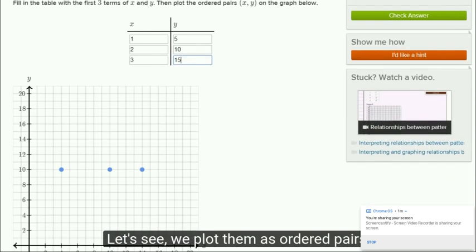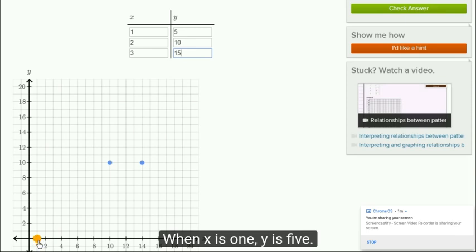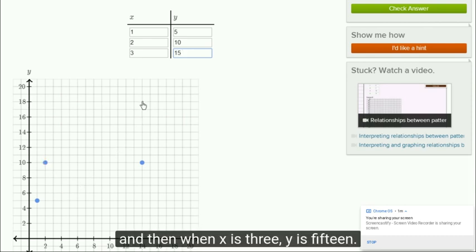And we plot them as ordered pairs. So we're going to have the point 1 comma 5. So when X is 1, Y is 5. You see that there? X is 1, Y is 5. When X is 2, Y is 10. And then when X is 3, Y is 15.